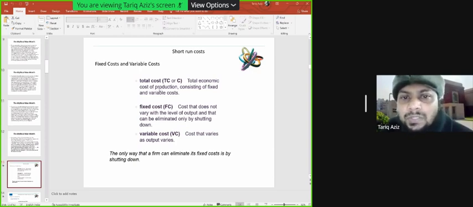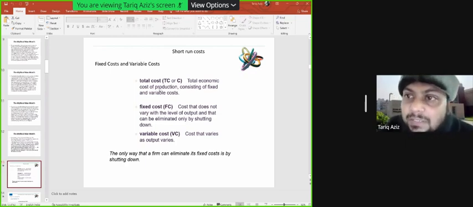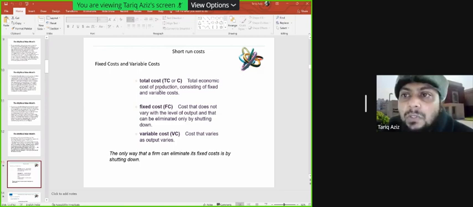First is fixed cost and another is variable cost. Fixed cost, as the name itself suggests, will remain fixed. We cannot change the fixed cost. So fixed cost is the cost that does not vary with the level of output, and that can be eliminated only by shutting down. If we completely shut down the business, then only the fixed cost can be eliminated.